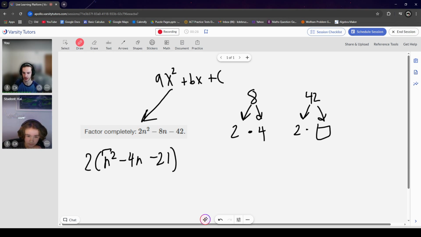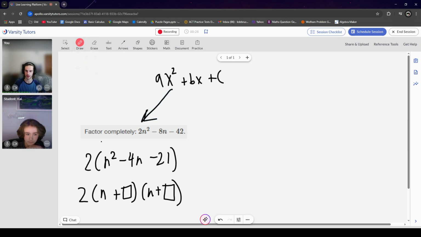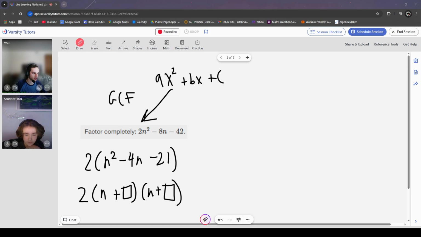But then you see, this is just what we've been working on before. So we know how to solve this, and we don't need to introduce anything new. The answer is going to be of the form 2 times (n plus a number)(n plus another number). We don't have to solve it. So this is one method, greatest common factoring. Now the other method we use.